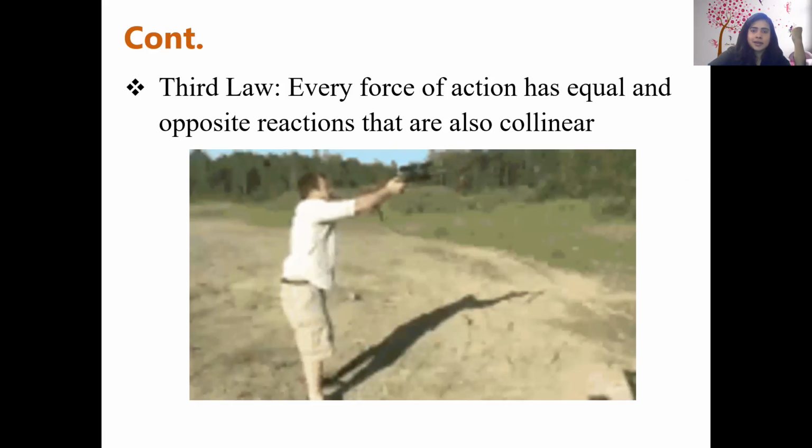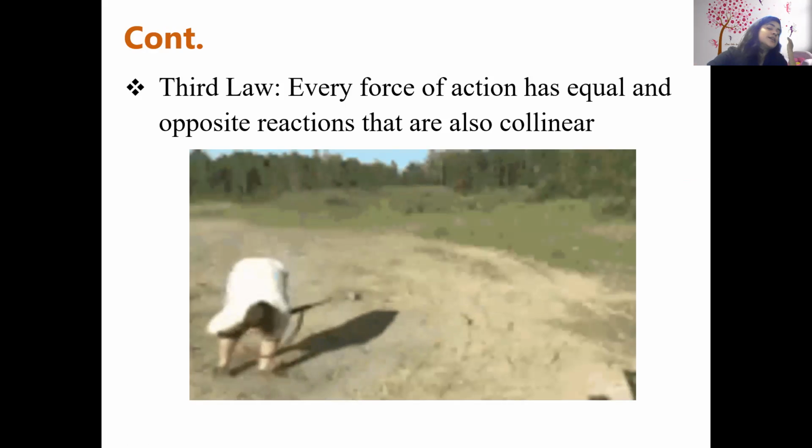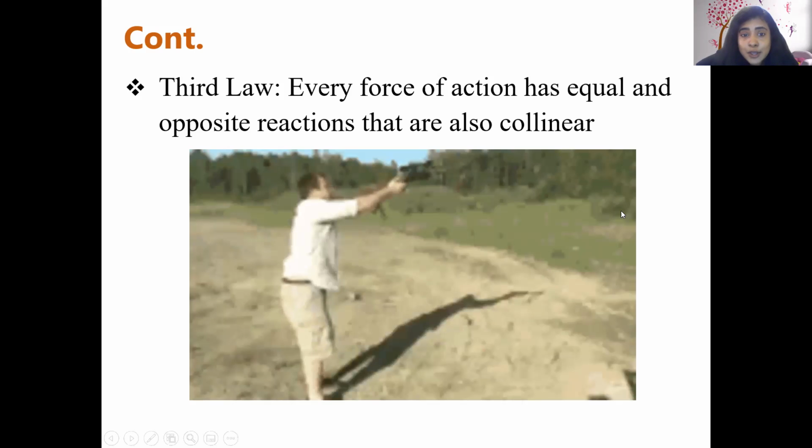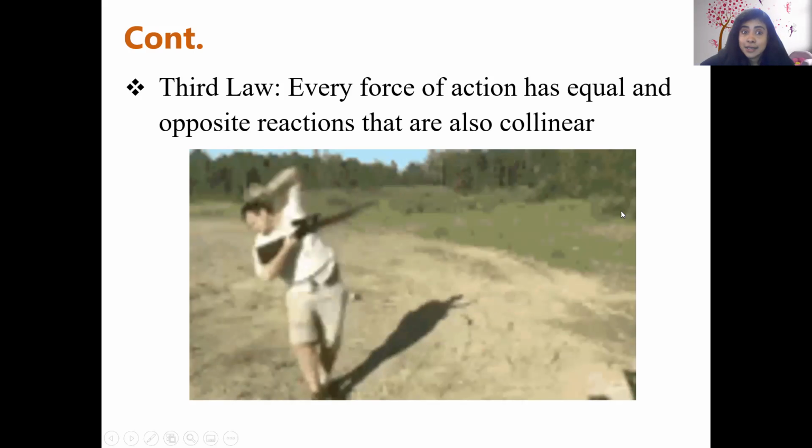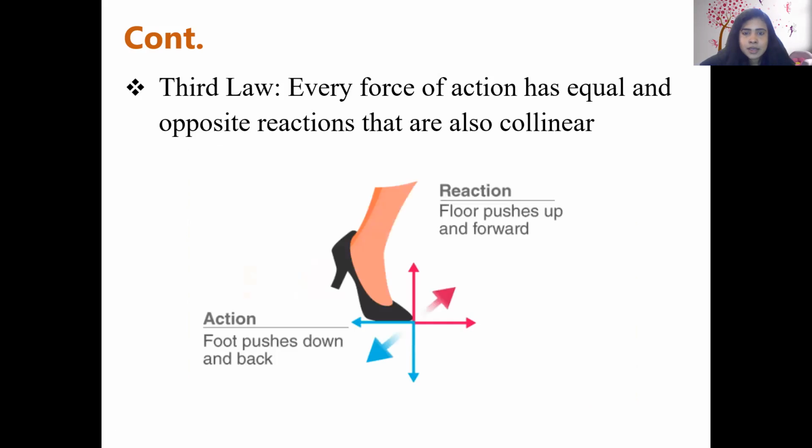You shoot and the gun comes back. Yes. So you should know every force has an equal and opposite reaction. Same with when you're standing, you give a force and then the external force acts back. So that's Newton's third law of motion.